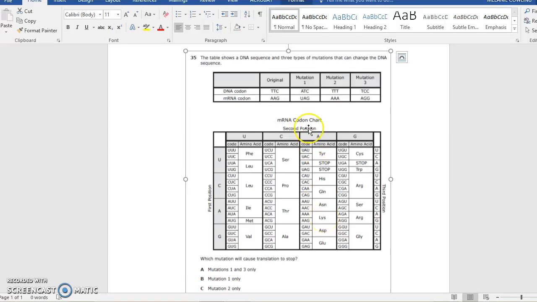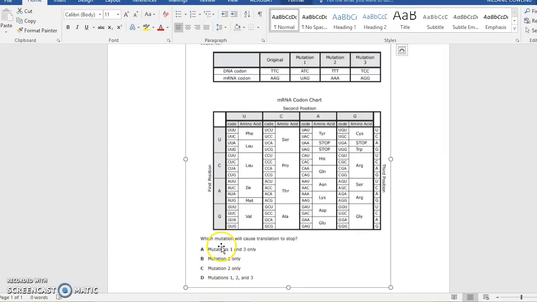Anything else is a mutation, so let's look at mutation number 1. We have UAG instead of AAG. We've had a substitution. So UAG, let's see what happens here. We have U, so we're going to be on this row. A, and then G. That is a stop codon. Well, the question is asking us, which mutation will cause translation to stop? So definitely mutation number 1.